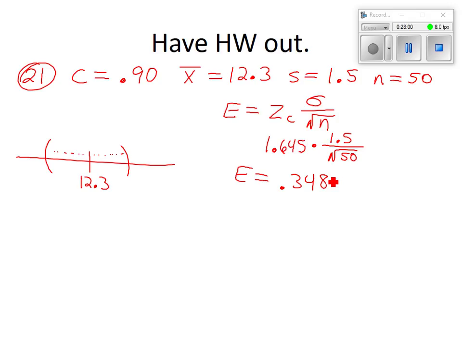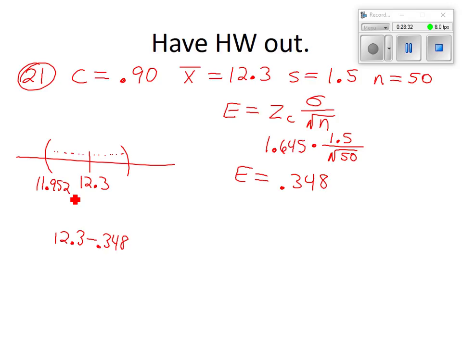0.348. Once we have that, now we're trying to find the interval, so we want to find this number and this number. How do we find this number, using that 12.3 and that number we just found? Subtract. What's 12.3 minus 0.348? 11.952. So that's that one in.